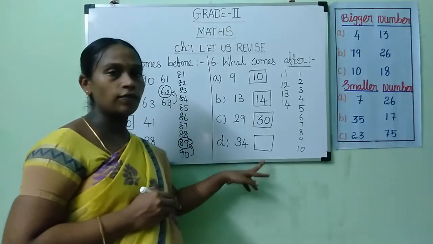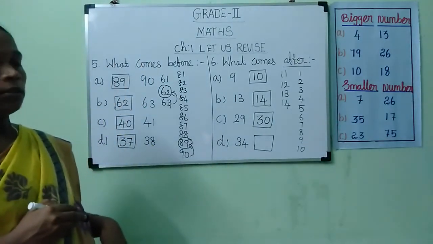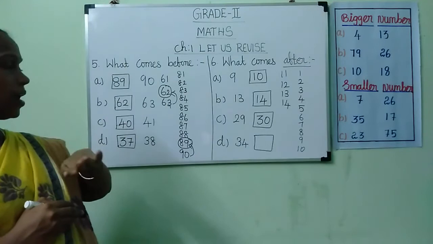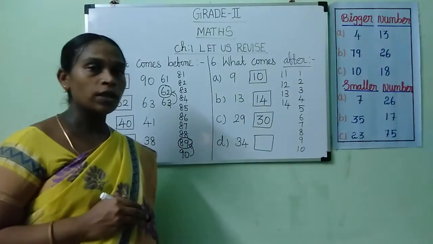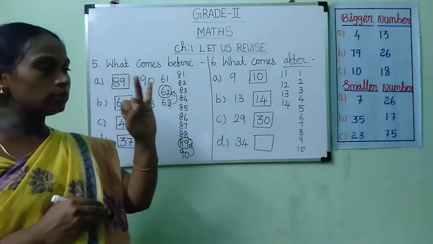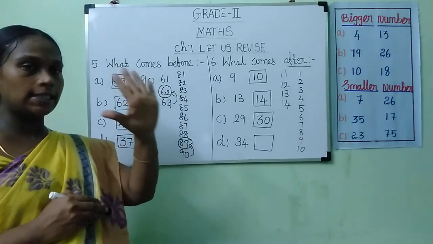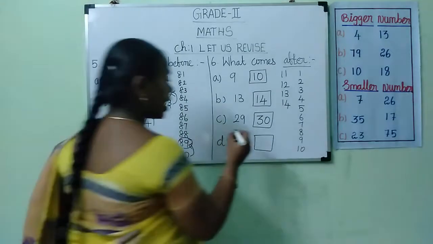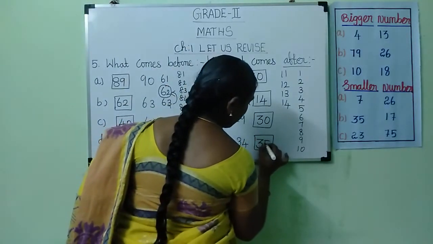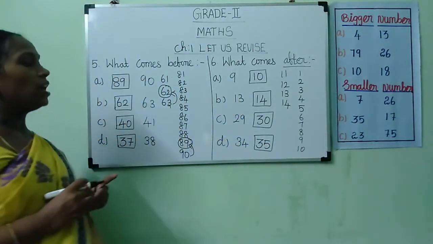34. 34 after? Almost 4 after 5. So 34 after? 31, 32, 33, 34. 34 after? Yes, 35. You should write 35. Are you clear, children?